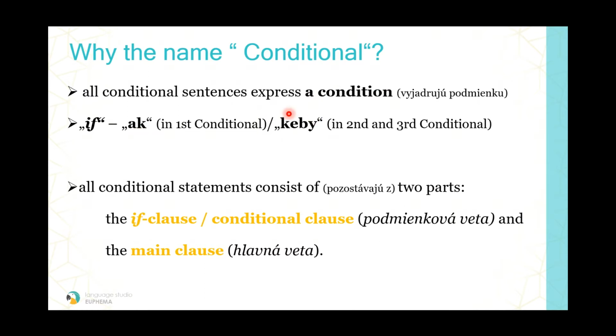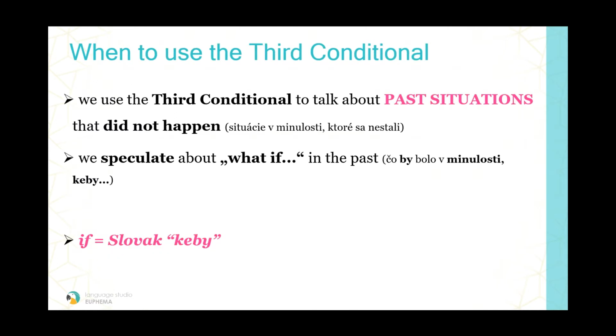Also, another thing that all three conditionals have in common is that they consist of two parts, the if clause and the main clause. When to use the third conditional? Well, we use the third conditional to talk about past situations that did not happen. So basically, we speculate about what if in the past.